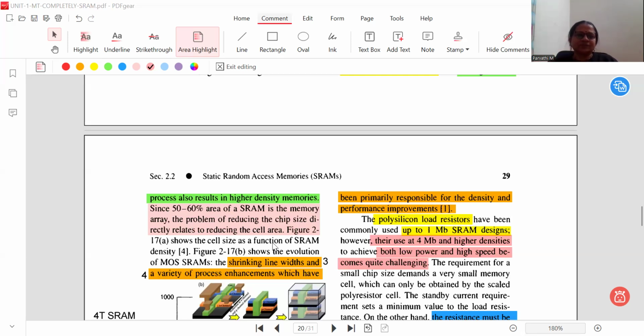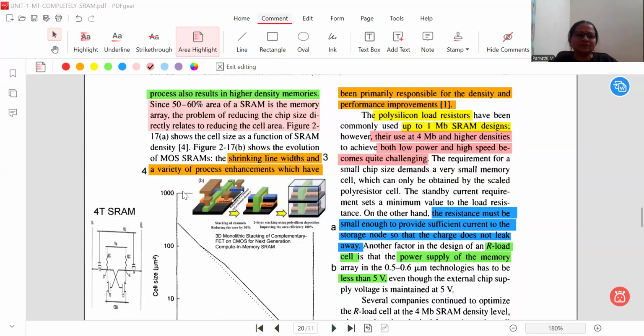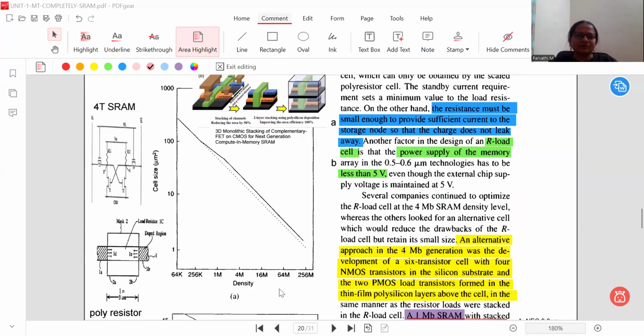We have to observe. So here one example is seen, the cell size as a function of SRAM density, in this graph. This graph shows the density. Memory sizes from 64 kilobits to 256 megabits are considered: 64 K, then 256 K, 1 mega, 4 mega. So the density is increasing, in the sense of the number of cells being incorporated, up to 256 megabits of memory.